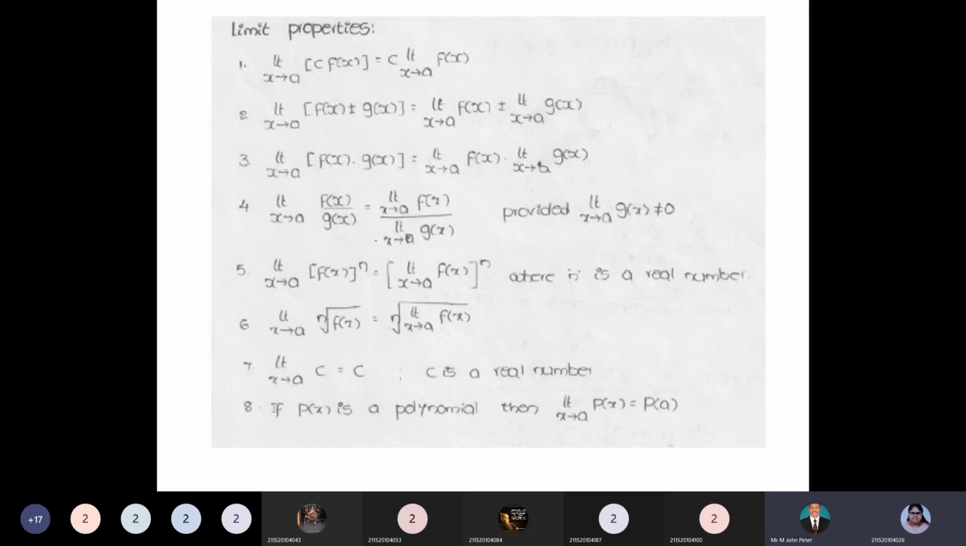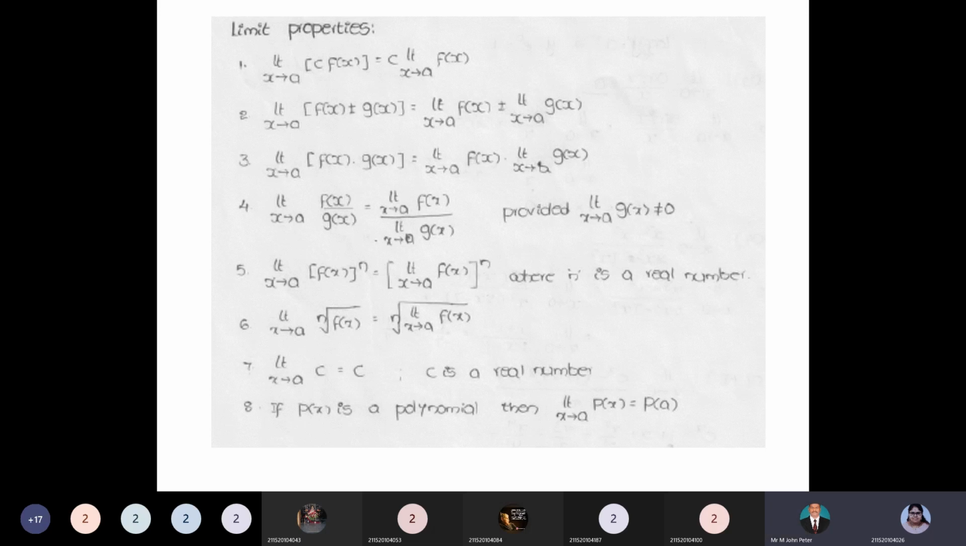Limit properties. The limit as x tends to a of c times f of x: take the constant c outside as a common factor, so it is c times the limit as x tends to a of f of x. Next, the limit as x tends to a of f of x plus or minus g of x is the limit as x tends to a of f of x plus or minus the limit as x tends to a of g of x. If there is a plus between the two functions, you can apply the limit to each with plus. If it is minus between the two different functions, we can apply the minus.